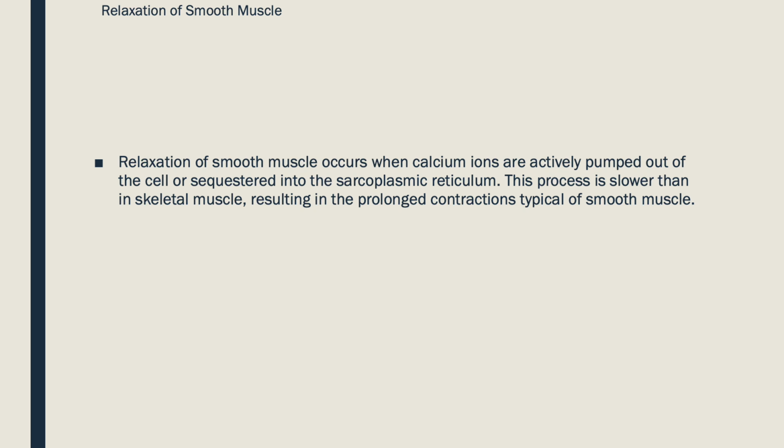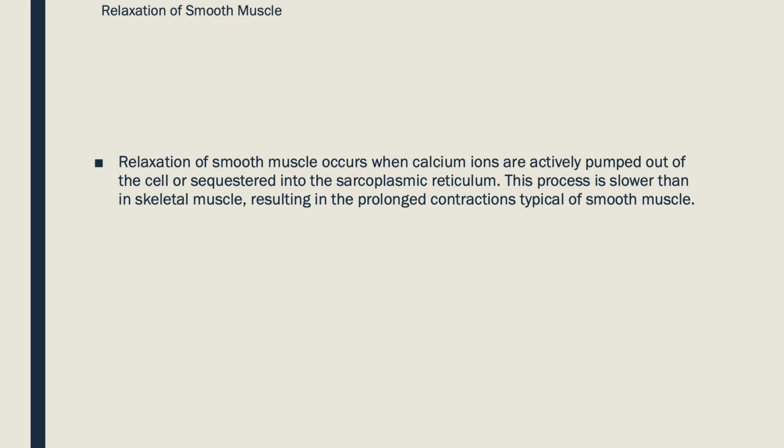Calcium is actively pumped either out of the cell or back into the sarcoplasmic reticulum. This decrease in intracellular calcium concentration reduces the activity of MLCK, or myosin light chain kinase, and activates myosin light chain phosphatase, which will then dephosphorylate, remove that phosphate group from the myosin heads. Without phosphorylation, myosin cannot bind to actin, and this results in the cessation of cross-bridge cycling and muscle relaxation.